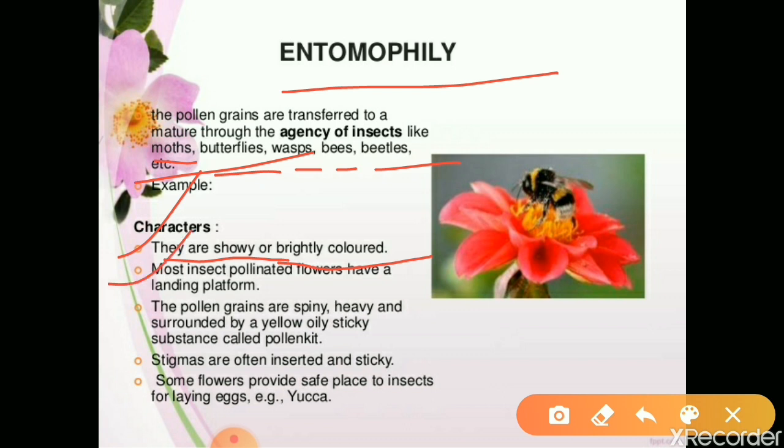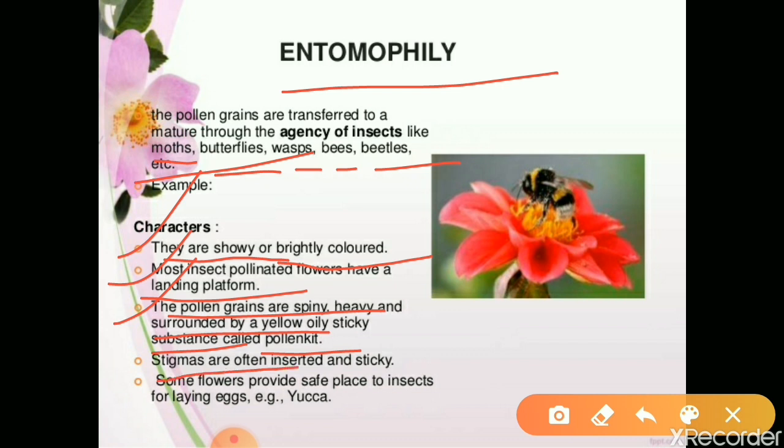Most insect pollinated flowers have a landing platform. So if you observe the insect pollinated flowers, you can see a landing platform on it for landing insects. Next, the pollen grains are spiny in nature, means they have spines, very heavy in nature, and surrounded by a yellow colored oily sticky substance that we can call as pollen kit. So pollen kit is present on the pollen grains, and they are spiny in nature and heavy also.